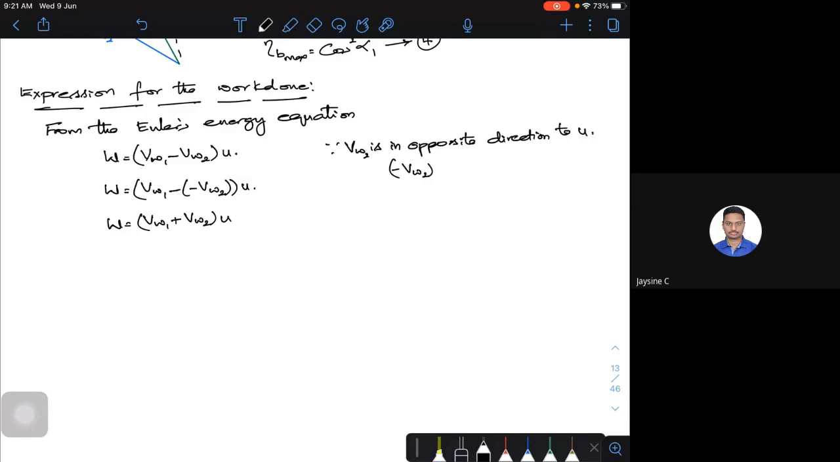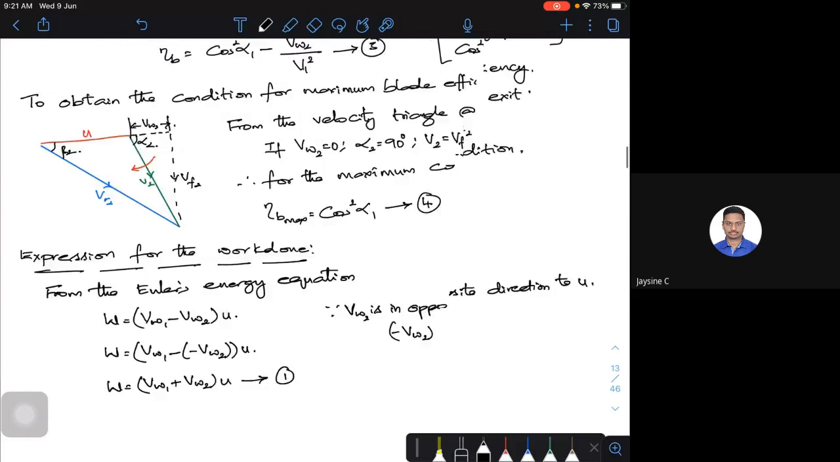Anyhow, mass is 1 kg. Let's go with 1 kg only. Whenever you want, multiply by the mass flow rate and you will get your power. Don't worry about that. Let me call that equation number 1. Now let's come back to your inlet velocity triangle.